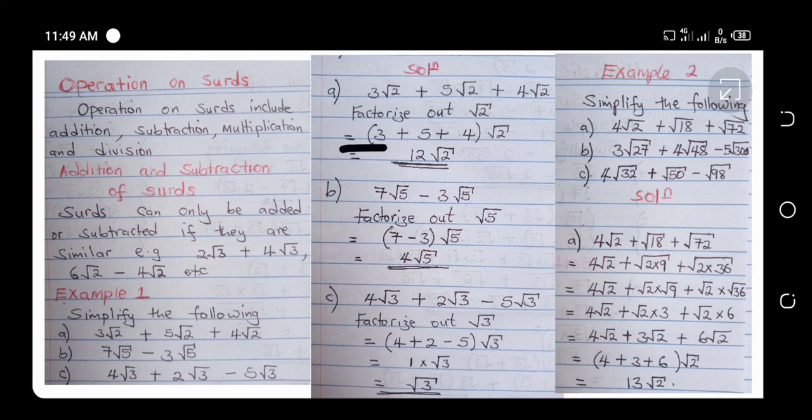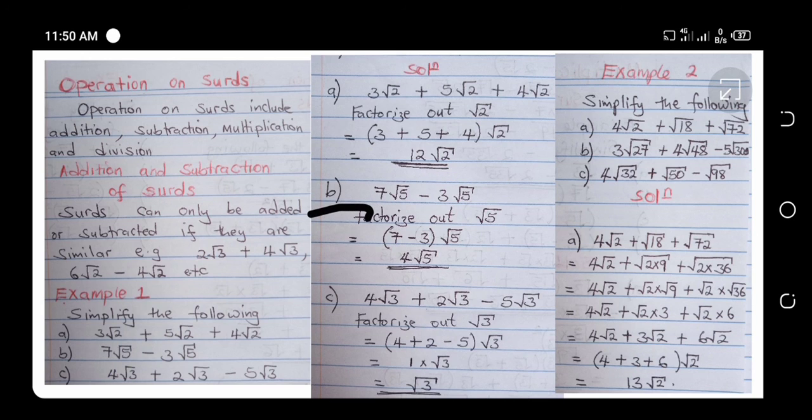When you factorize out root 2, inside the bracket you remain with 3 from the first term, 5 from the second, and 4 from the third, because you have taken out root 2. Then simplify by adding: 3 plus 5 is 8, plus 4 is 12. So the answer is 12 root 2.